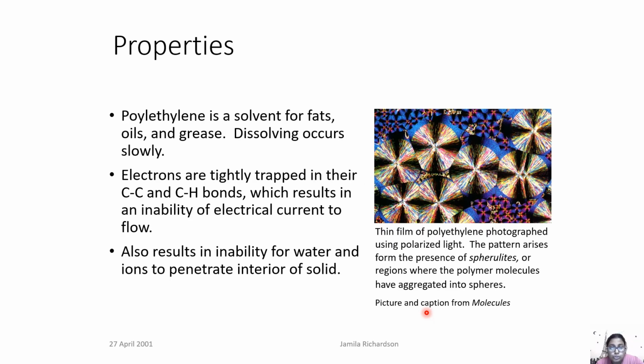Okay. So, what are the properties of polyethylene? It's a solvent for fats, oils, and grease. Dissolving occurs slowly. Electrons are tightly trapped in their C-C and C-H bonds, which results in an inability of electric current to flow. Also it results in an inability for water and ions to penetrate the interior of the solid.